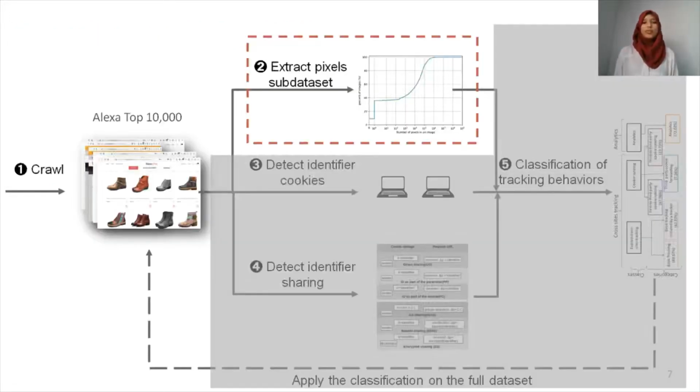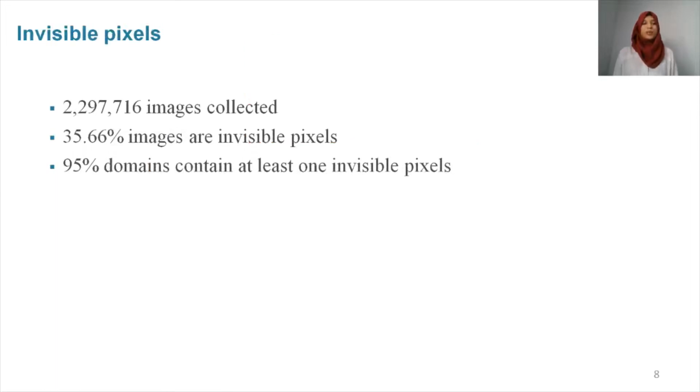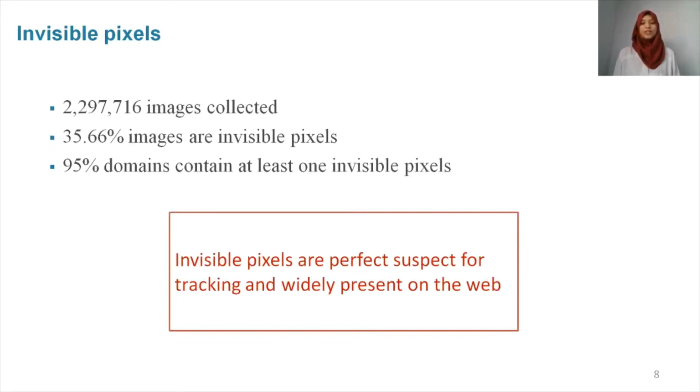As a result of our crawl, we've collected cookies, HTTP request responses, and the images included in the website. We analyzed these images, extracted those that are invisible pixels, and grouped the request responses leading to these invisible pixels into a subdataset that we refer to as the pixels subdataset. We've collected over 2 million images. By analyzing them, we found that more than 35% of these images are invisible pixels. In summary, 95% of the domains that we've visited contain at least one invisible pixel. To sum up, invisible pixels are a perfect suspect for tracking, but they are also widely present on the web.